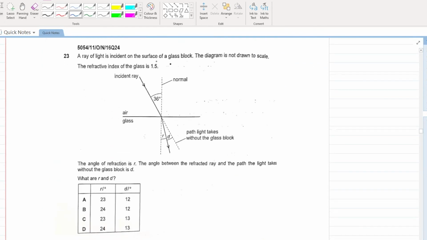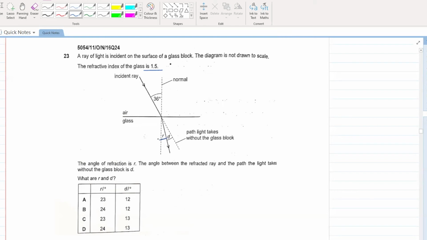The ray of light is incident on the surface of a glass block. The diagram is not drawn to scale. The refractive index of glass is 1.5. The angle of refraction is R, and the angle between the refracted ray and the surface of the glass block is D. So this is angle D, this is angle R. Let's first of all calculate the value of R.